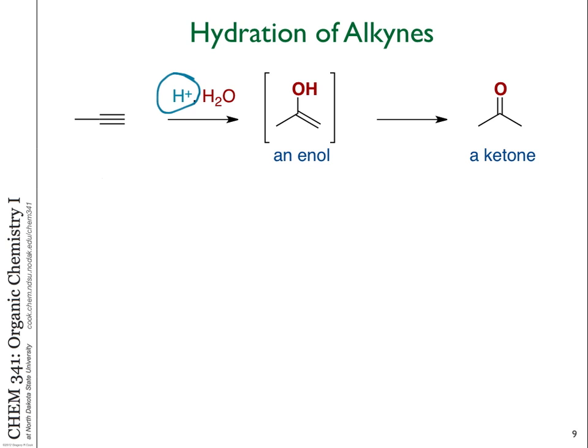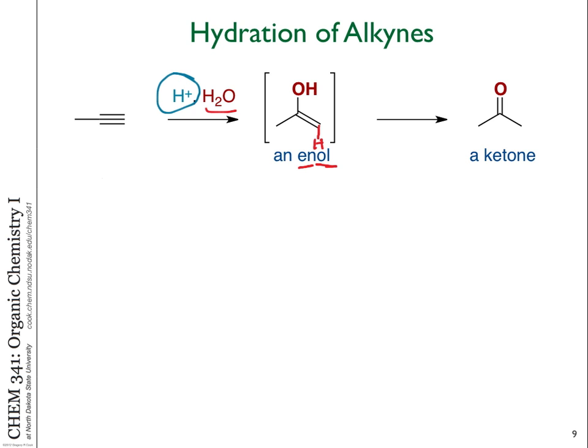So we have acid catalyst and we have water adding. And that would generate the addition of hydrogen and OH eventually across one of the pi bonds. The problem is that once we've added that hydrogen and water across one of those pi bonds, we generate an OH on a carbon of a double bond. And this is what we refer to as an enol. Ene for the double bond, ol for the alcohol functional group on that double bond carbon.